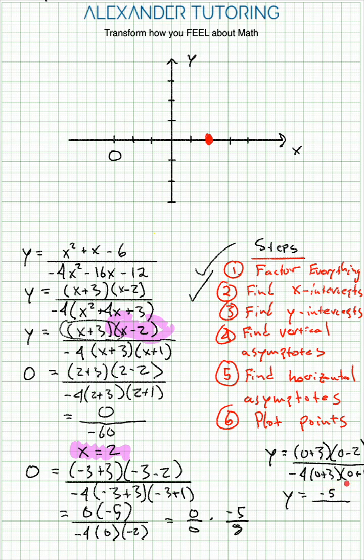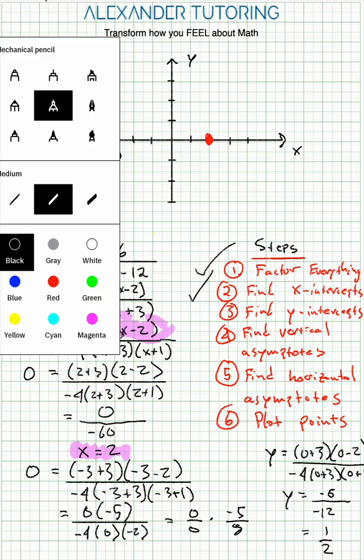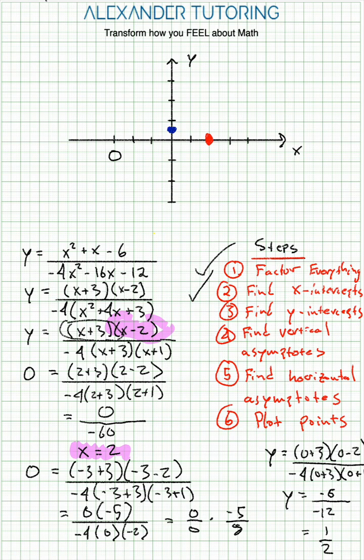Let's see, that's 3, 1. Oh, sorry, -6 up top over -12. We have a y-intercept at 1/2. Let's stick that guy in there. Okay, so you can kind of see we're getting some information on the graph now.